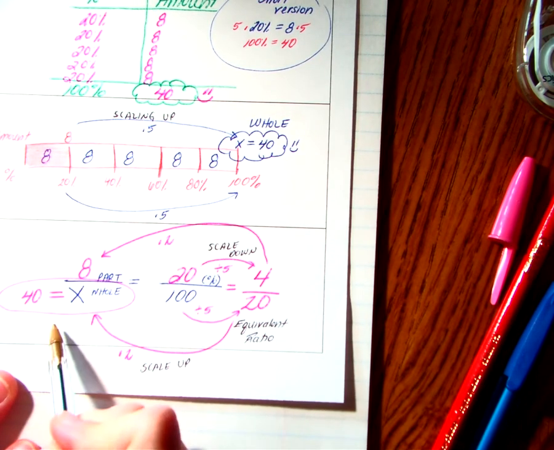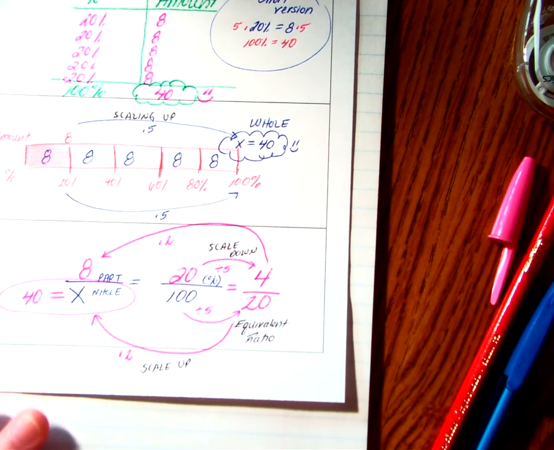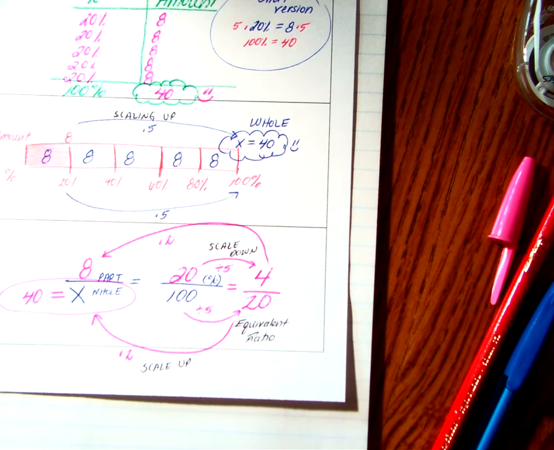And 8 over 40 is an equivalent ratio to 20 over 100, which is an equivalent ratio to 4 over 20. They're all equivalent. You could stick this in a table. You would see a pattern. I imagine if we brought it down, it'd be 2/10. If we brought that down, probably 1/5. Trying to think about this, just mental math. But they're all equivalent ratios.